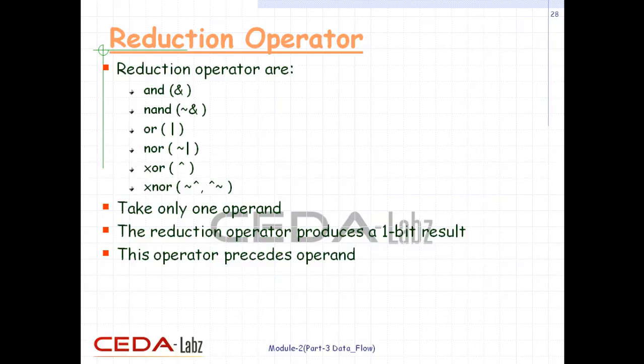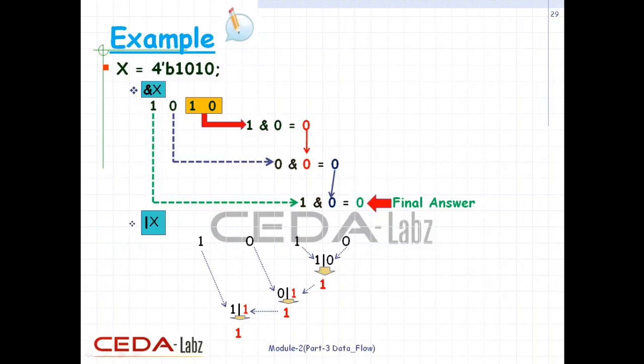Result is calculated by recursively applying bitwise operation on all bits of the operand from right to left. Reduction NAND, reduction NOR, and reduction XNOR are computed by inverting the result of the reduction AND, reduction OR, and reduction XOR, respectively. Here's how reduction operator works.